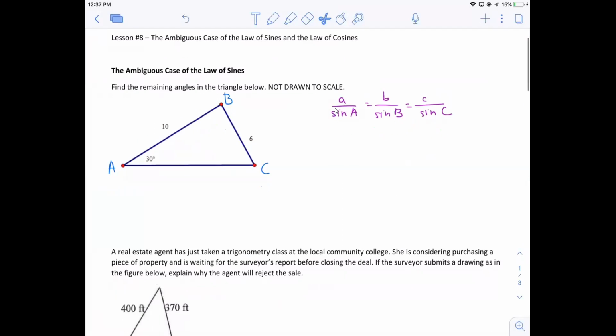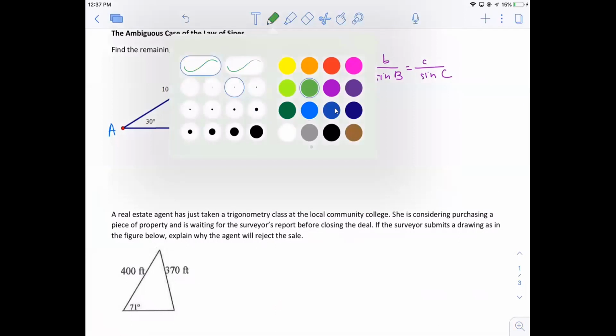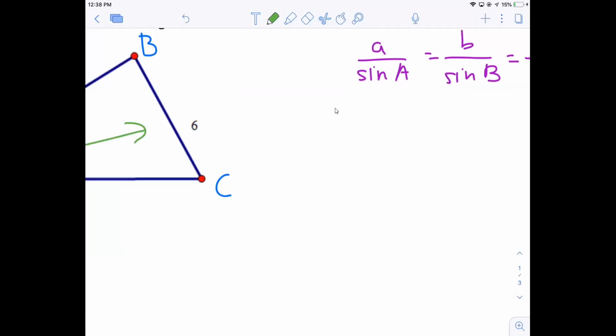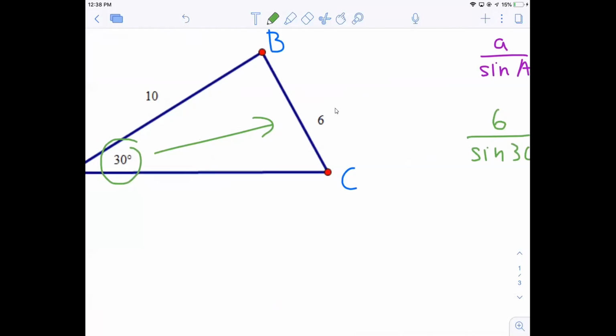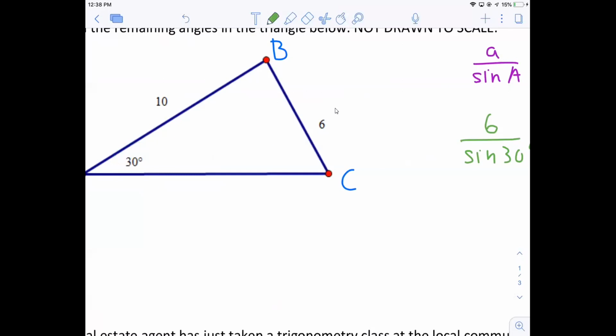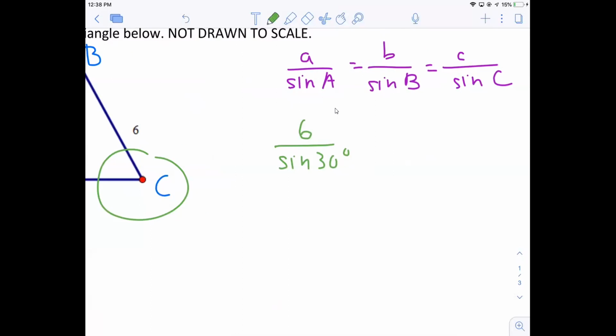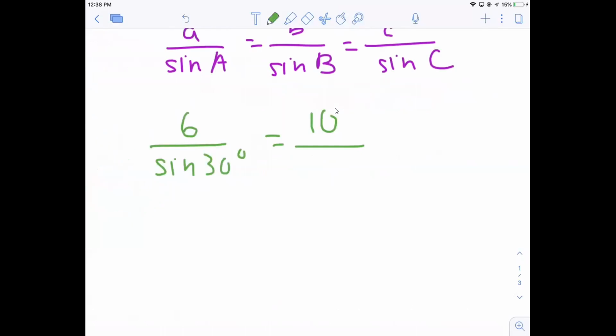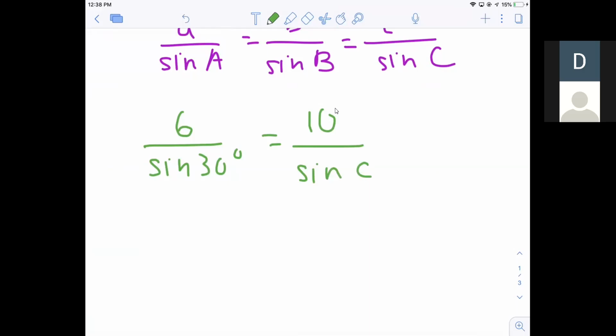We can find angle C because we have angle A and the side opposite angle A. So I can set that up as 6 over sine of 30 degrees. If I try angle B, I don't have the measurement of the side across from angle B. So I can find angle C first because we know that across from C is 10. So this is equal to 10 over sine of C. Does it make sense to everyone?